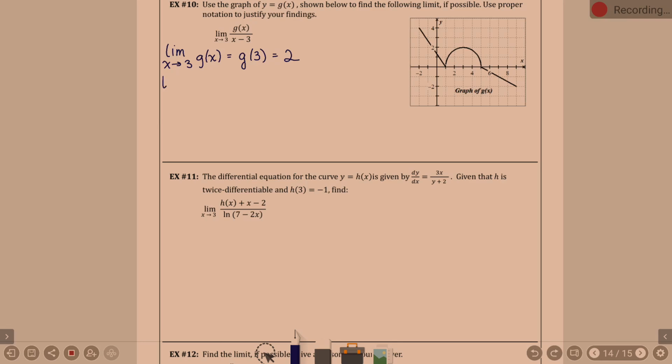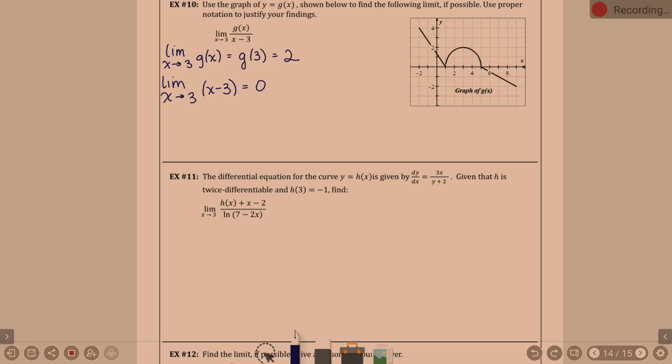Limit as x approaches 3 of x minus 3 is going to be what? 0. Okay. Are we eligible for L'Hopital's? No. We're not 0 over 0. It's not 0 over 0 though. That we leave right away. So we're done. Well, we have to give an answer.